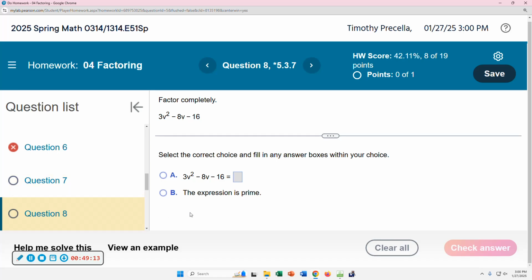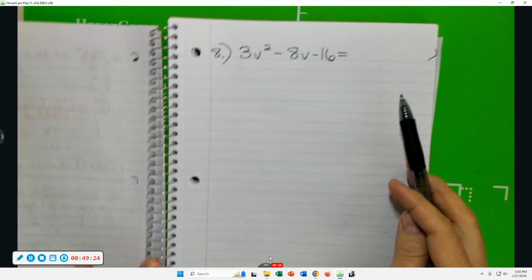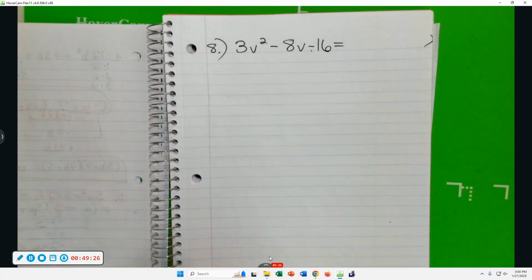Now my favorite ones are ones where the signs are the same inside the parentheses. Are my signs going to be the same inside these parentheses? Look at that minus sign right here. Are we going to have plus plus or minus minus, or are we going to have one of each? One of each.